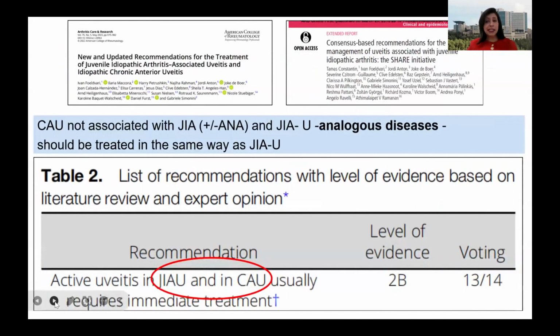And this led experts to consider these conditions as analogous diseases that need to be treated in exactly the same way. And this has also been confirmed in the most recent recommendations of the SHARE initiative, where treating patients with chronic anterior uveitis was included in the recommendations for treating patients with JIA uveitis.